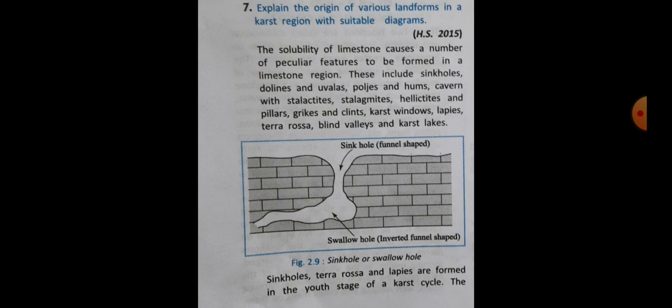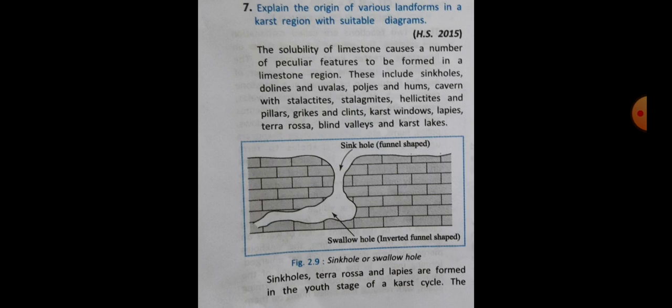The solubility of limestone causes a number of peculiar features to be formed in a limestone region. These include sinkholes, doline and uvula, polje and hums, caves with stalactite and stalagmite, helictites and pillars, grikes and clints, karst windows, lapies, terra rossa, blind valley and karst lake. Okay, so the diagram is given here.